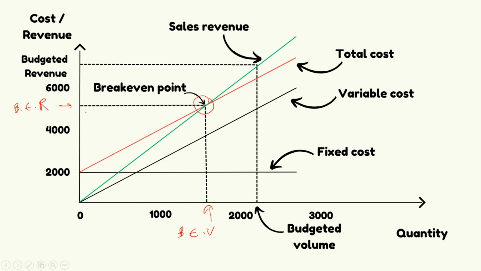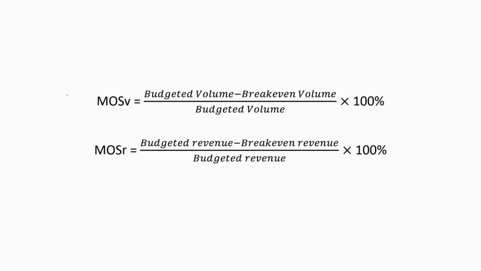So what is the margin of safety? Margin of safety is the volume or the revenue that exceeds the break-even point. So this is the margin of safety in the form of volume and this is the margin of safety in the form of revenue. We can calculate either margin of safety using the volume or using the revenue. These are the formulas to calculate the margin of safety.